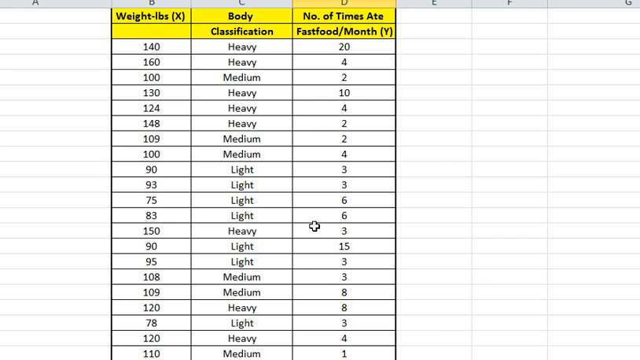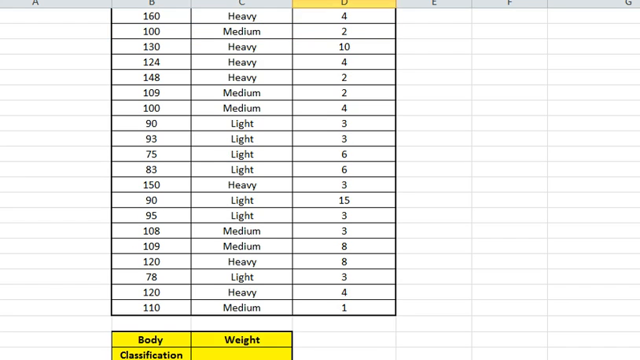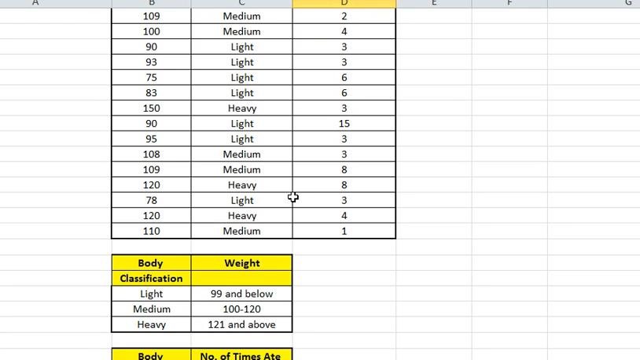However, for the easier classification of the students, we decided to create 3 groups with the heading Body Classification. We then assigned those that weigh 99 pounds and below to fall under the classification collectively called Light. For those weighing 100 to 120 pounds, we classified them as Medium. Finally, those who weighed 121 pounds and above were classified as Heavy.